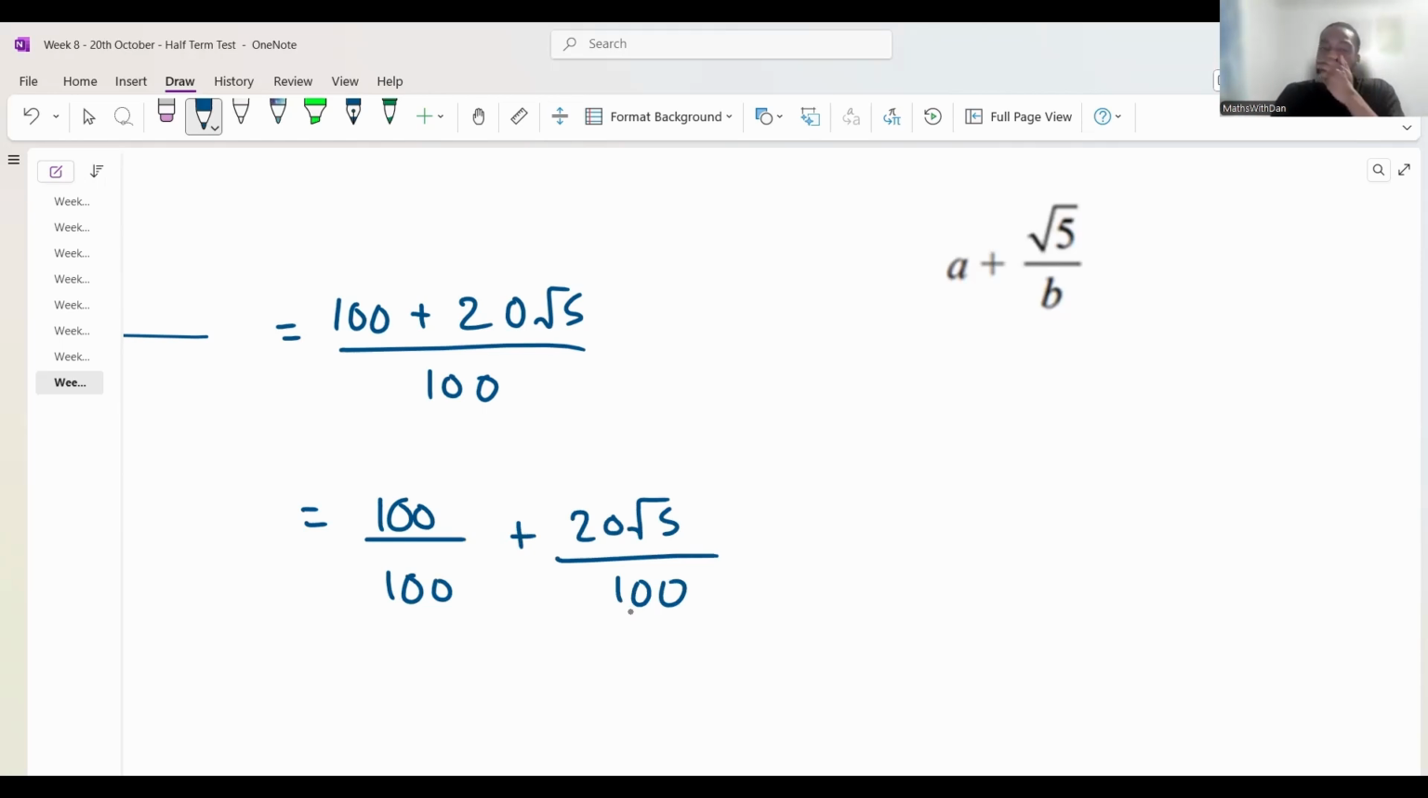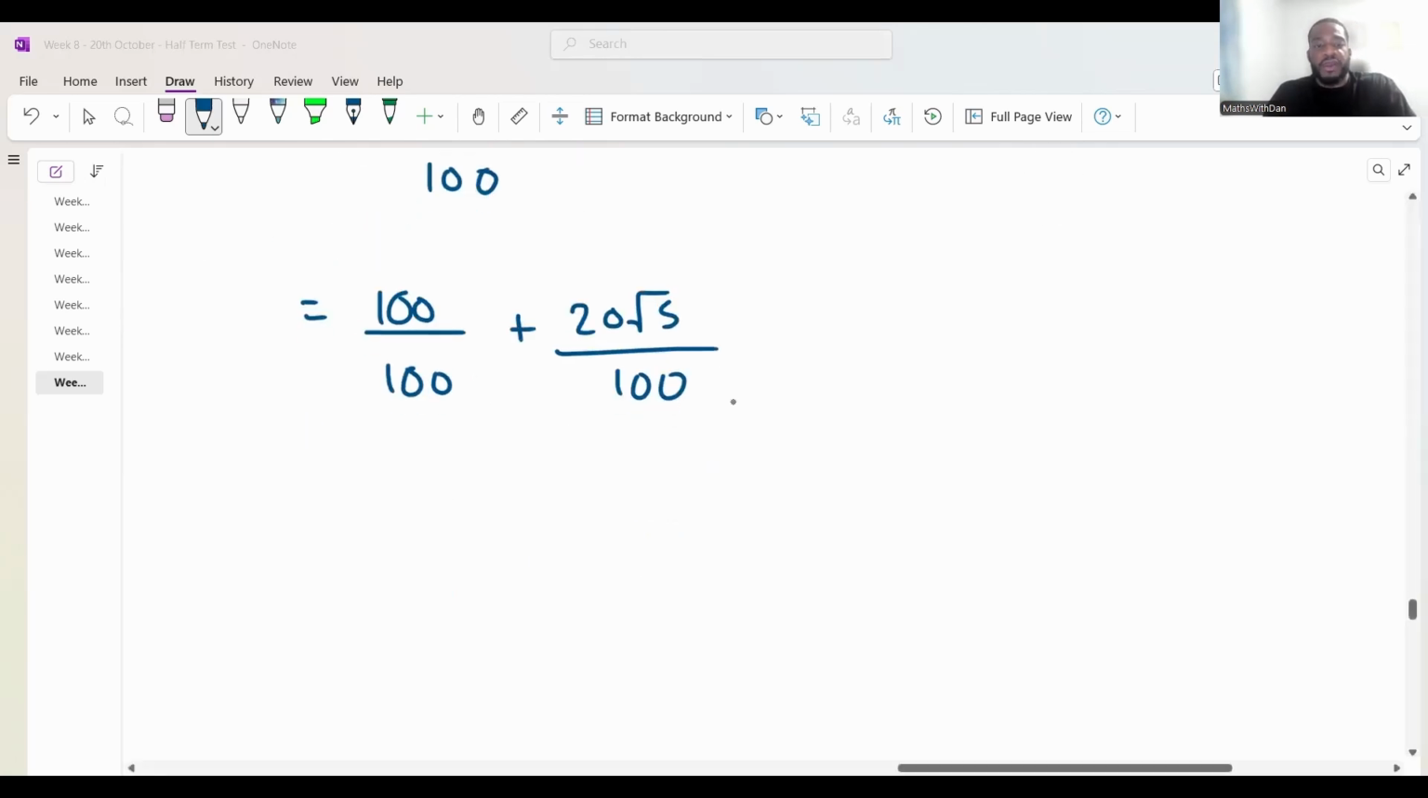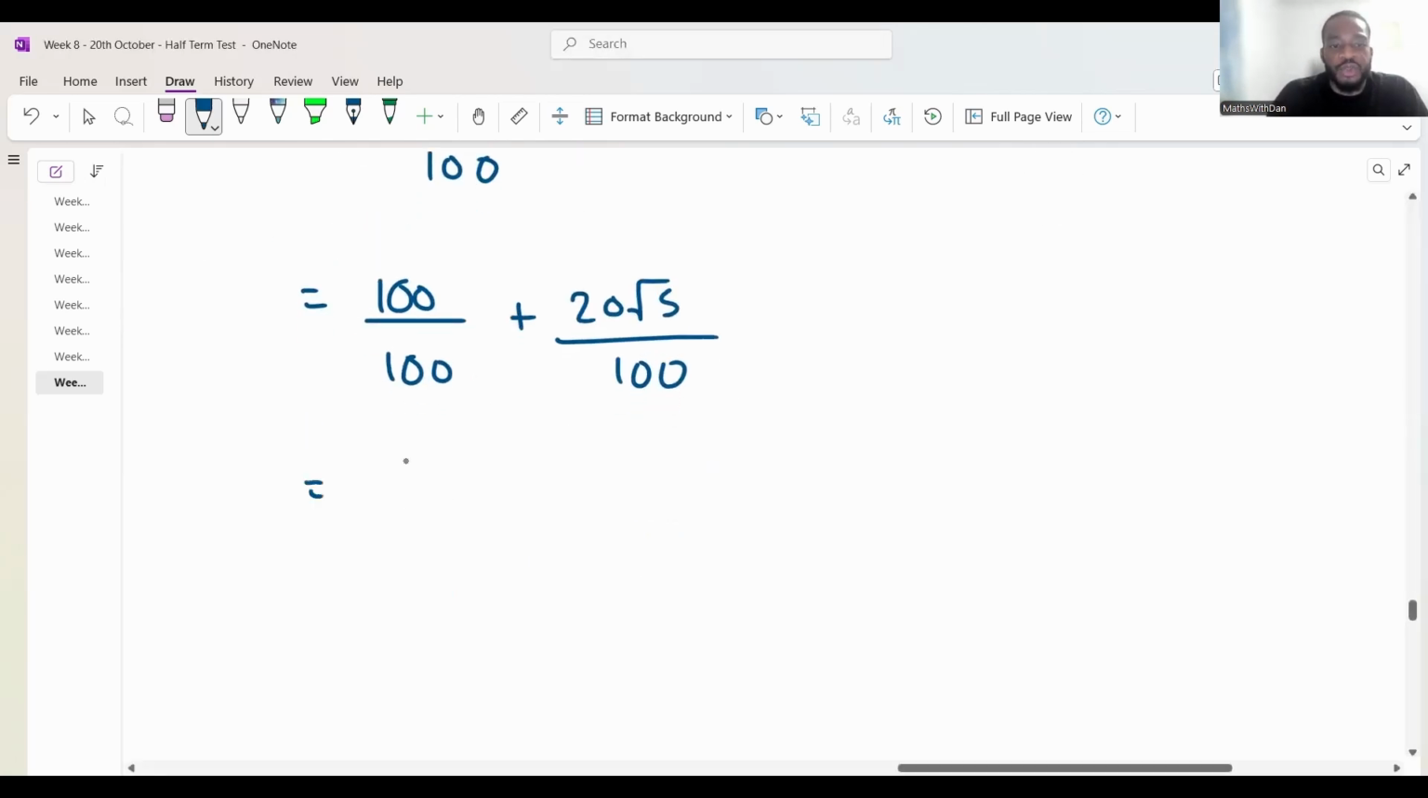Do you guys agree? Are we allowed to do that? For sure. Right? 100 divided by 100, that's just one. Right? And then 20 over 100, how many times 20 go to 20? Goes in once. 20 goes into 100 5 times. So it's 1 root 5 divided by 5.